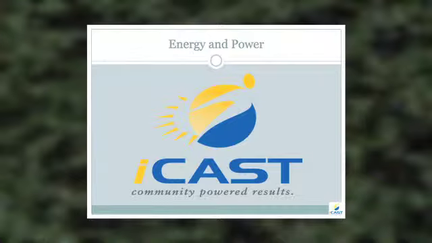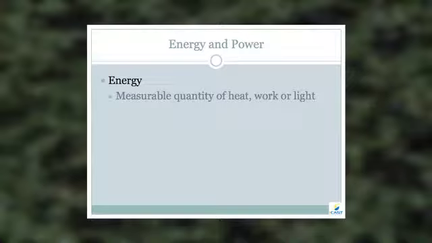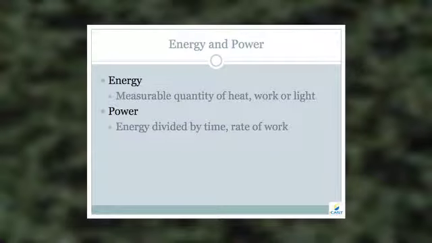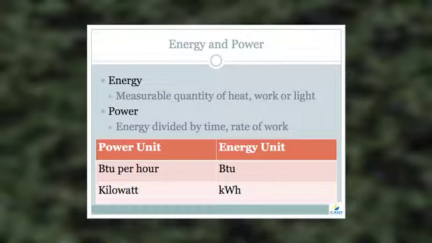So now let's talk about energy and power. What is energy? Energy is the measurable quantity of heat, light, or work. For example, energy can be measured in things like BTUs of heat, kilowatt hours of electricity, or barrels of oil. Power, on the other hand, is energy being used over time. For example, you have BTU hours, kilowatts, horsepower. Energy, measurable quantity, heat, light, or work. Power is energy used over time.